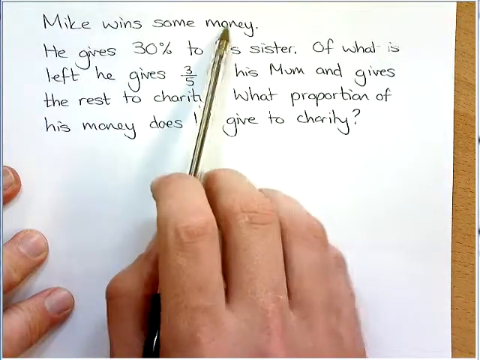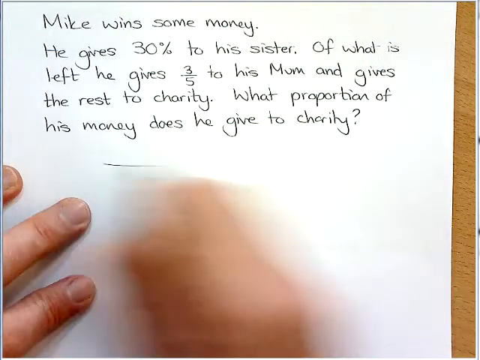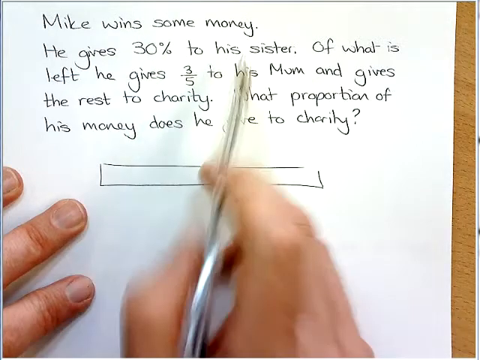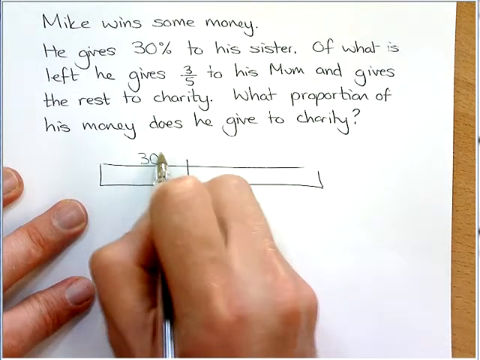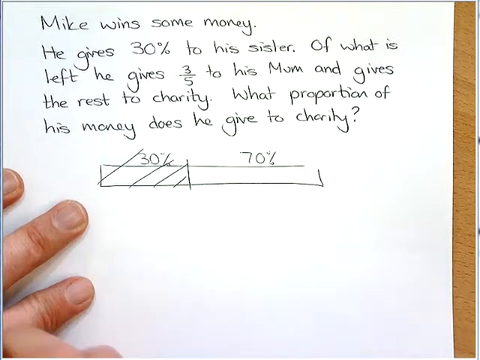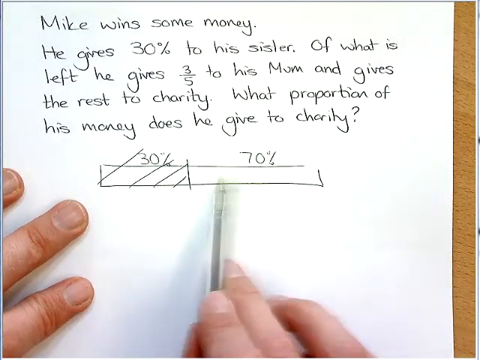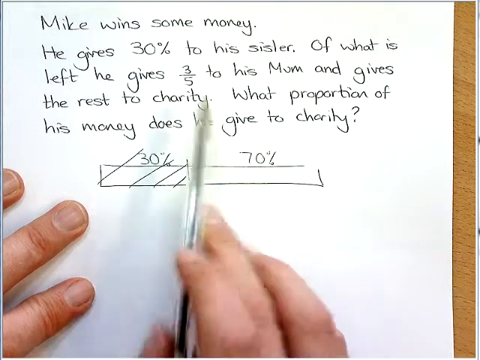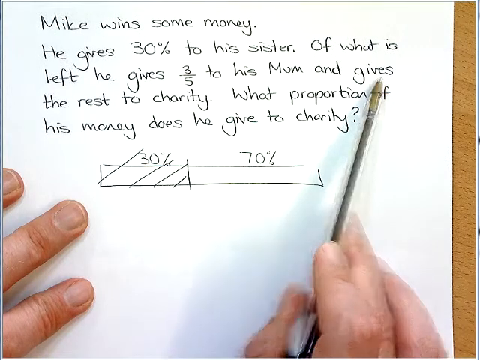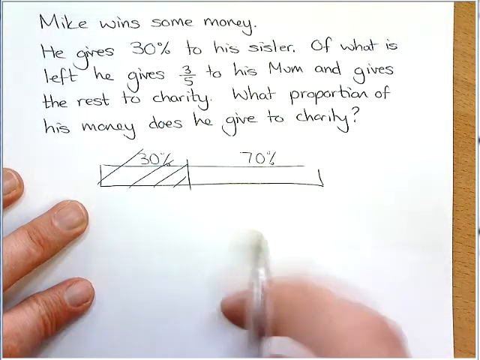But Mike wins some money. We don't know how much money it is, so we don't know. He gives 30% to his sister, so let's say that's 30 and that's 70, it's a rough drawing, so that's now gone. Of what is left, so of this 70%, he gives 3/5 to his mum and he gives the rest to charity. So 3/5 is going to his mum.